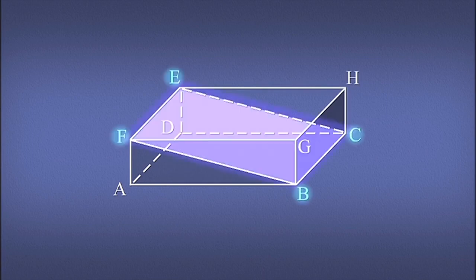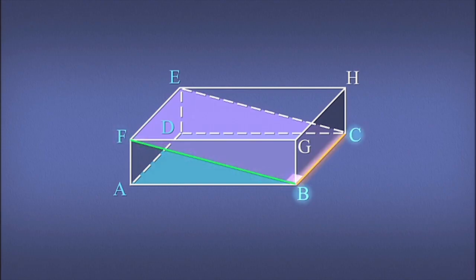Next, let's look at plane FBCE and plane ABCD. These two planes intersect at line BC. On plane FBCE, FB is perpendicular to BC. On plane ABCD, AB is perpendicular to BC. Angle FBA is the angle between plane FBCE and plane ABCD.